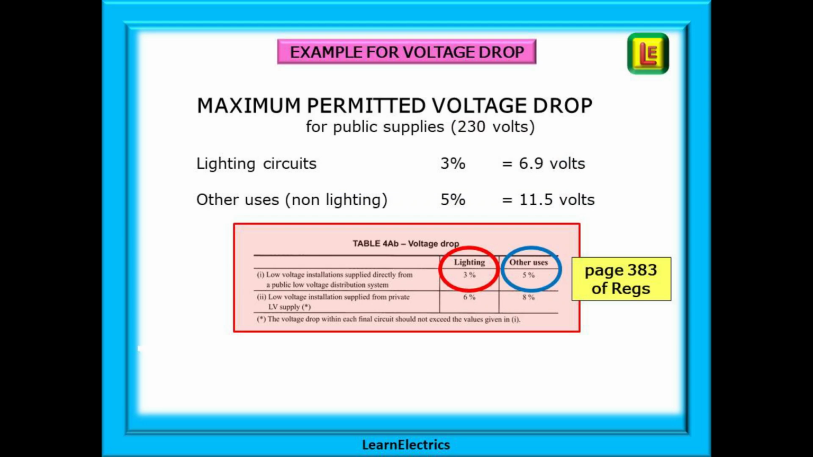cable. Before we calculate actual voltage drop, let's refresh ourselves on what the maximum permitted voltage drop is. You will find this on page 383 of the wiring regulations. For lighting circuits, the maximum voltage drop is 3% of 230 volts for a single phase circuit, or 6.9 volts. For all other non-lighting circuits, it is 5% of 230 volts, which is 11.5 volts.